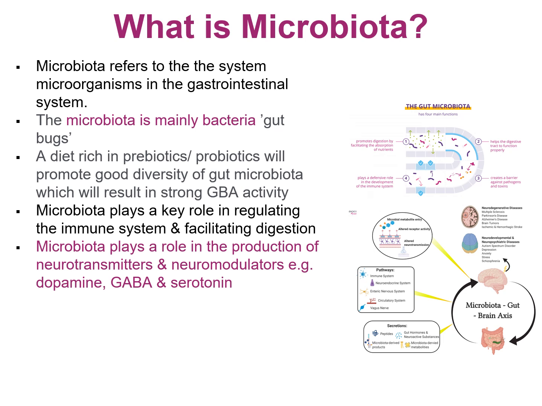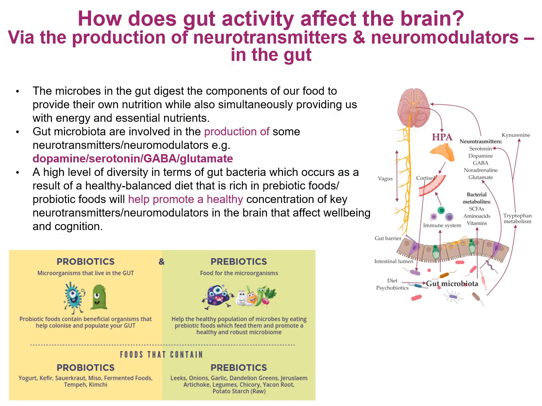Now, key points of emphasis about microbiota: it's mainly bacteria, gut bugs, and if we have a diet that's rich in pre and probiotics, then we have good diversity in terms of the good bacteria in our gut and reduced levels of bad bacteria. And the microbiota plays a key role in regulating our immune system, which is important when we're exposed to some bad bacteria. But it also plays a key role in the production of key neurochemicals that regulate our whole being and our cognition. And that's your go-to when you're asked, how does the gut affect the brain?